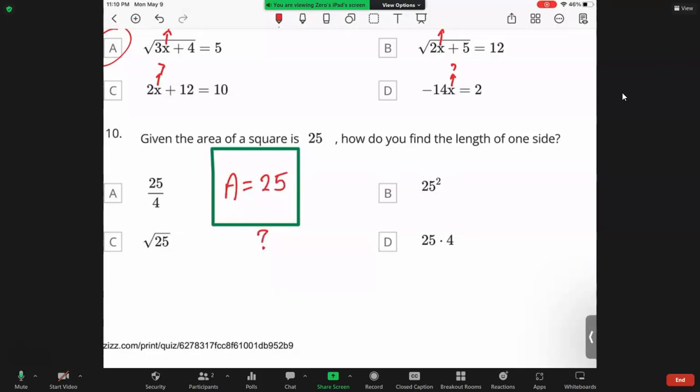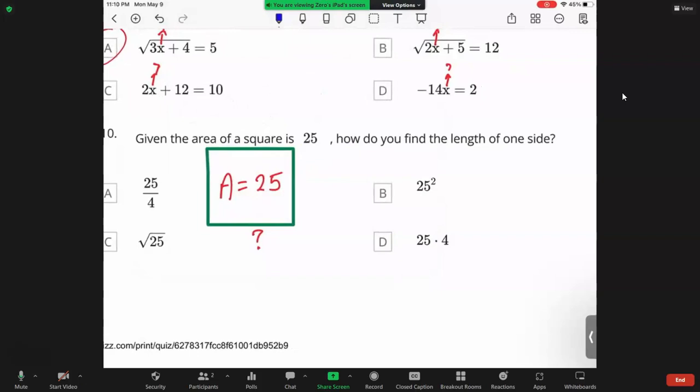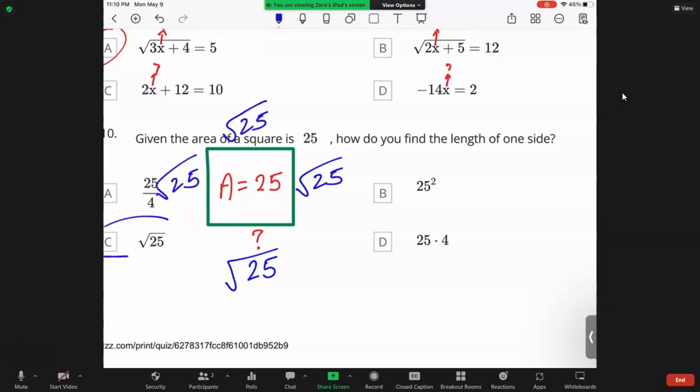You're looking for what number times itself gives me 25. When you're figuring out what number times itself gives you something, you take the square root of that number. Each of these sides is this number. Okay, that's how you figure it out. The answer is 5, but it's asking you how you figure it out.